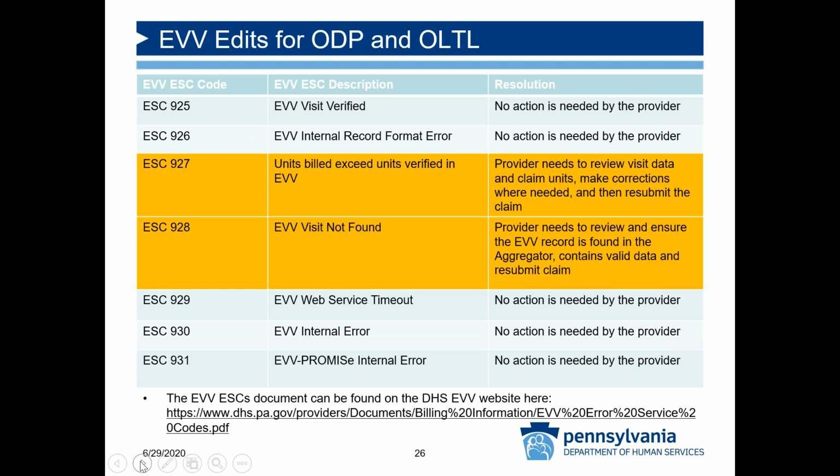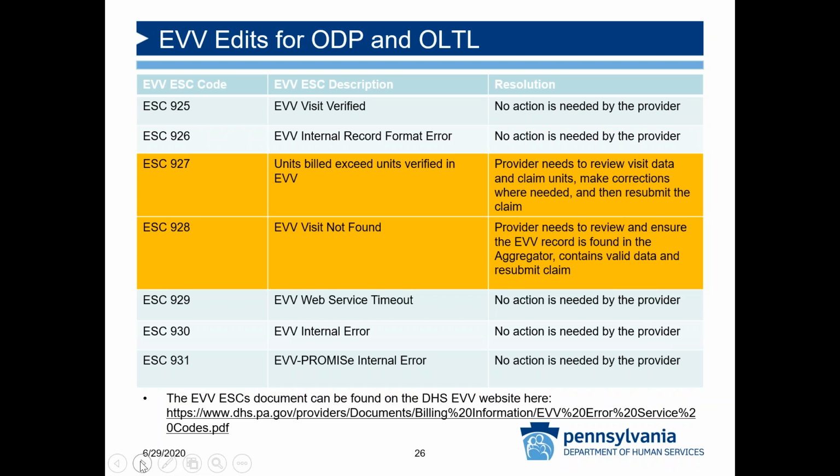927 is the units billed exceed units verified in EVV. And when this occurs, the provider needs to review visit data and claims units, make corrections where needed, and then resubmit the claim. For ESC 928, this is the EVV visit is not found. And the resolution is that the provider needs to review and ensure the EVV record is found in the aggregator, contains valid data, and then resubmit the claim.